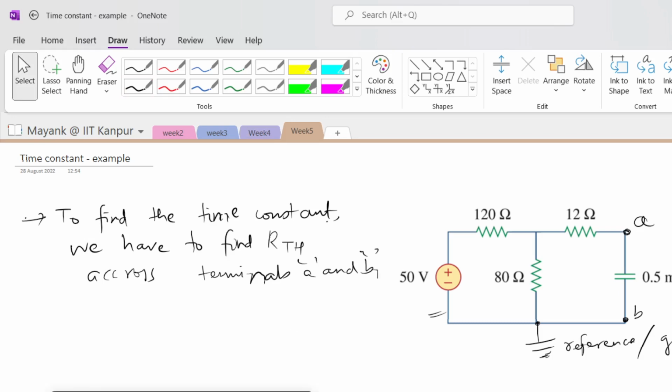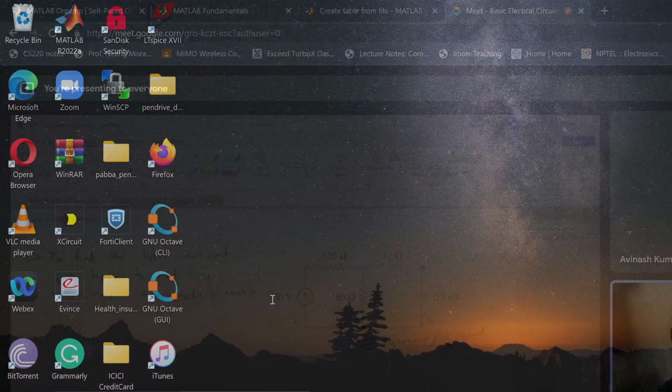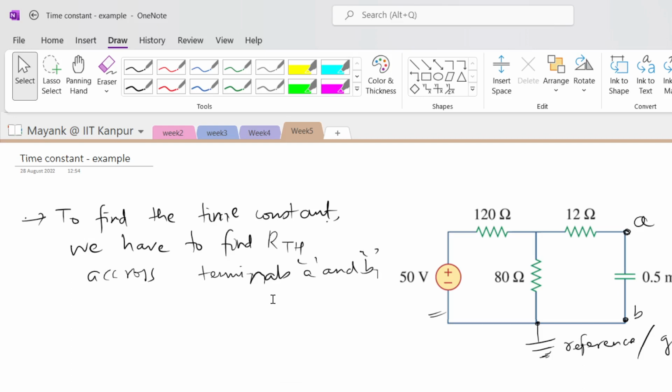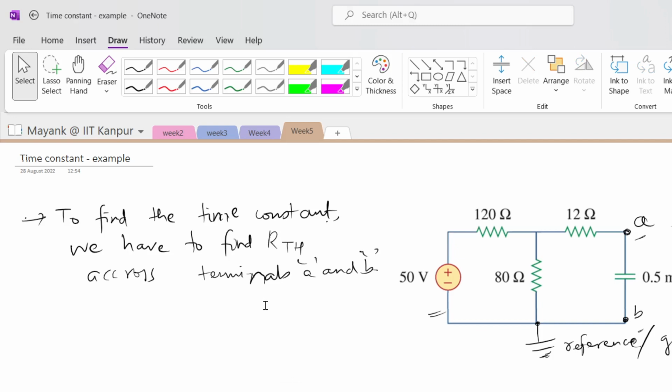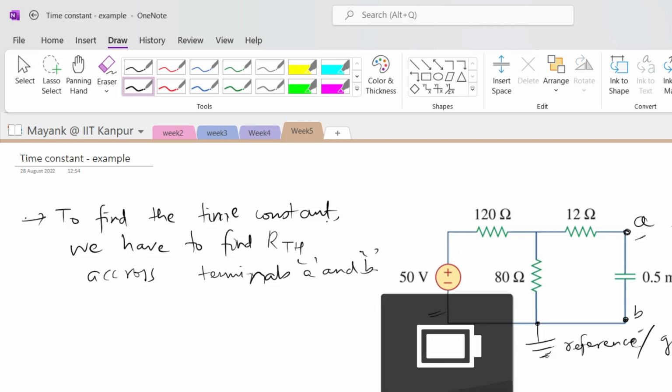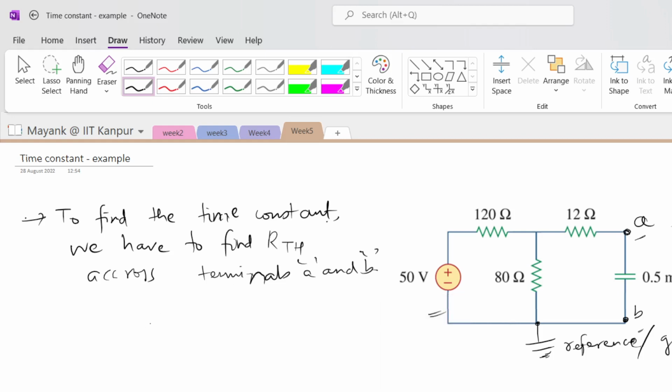Avinash, can you unmute yourself and tell me how to do this? How should we proceed in this case? How do we find the Thevenin resistance across this terminal A and B? Okay, fine, I will be doing it. Try to follow it. If you have any doubt, you can interrupt me in between and ask me.